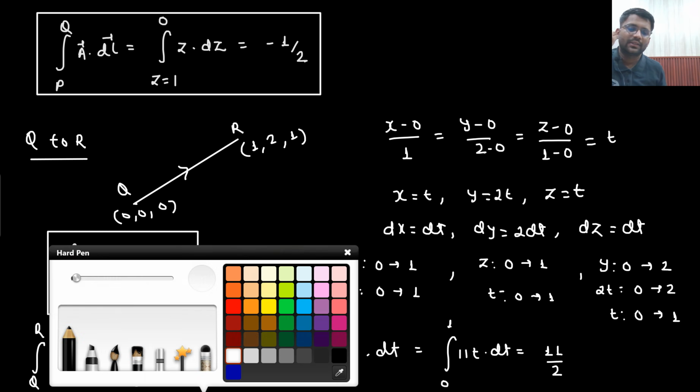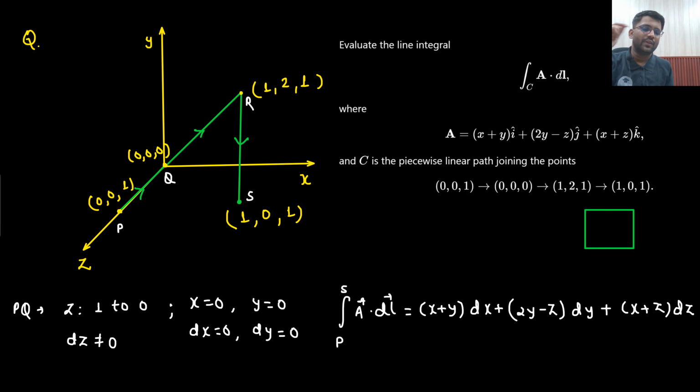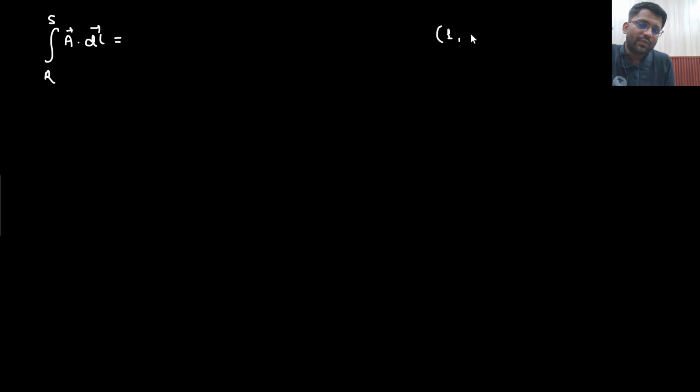Now from R to S, can you quickly solve it? From R to S, A dot dl. When I am supposed to calculate, no, sir, I can directly see one thing. Sir, 1, 2, 1 to 1, 0, 1. From 1, 2, 1 to 1, 0, 1.